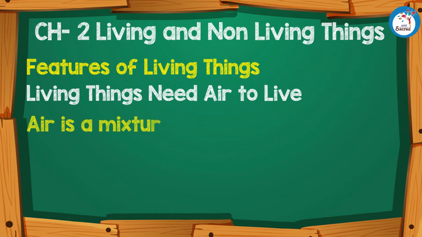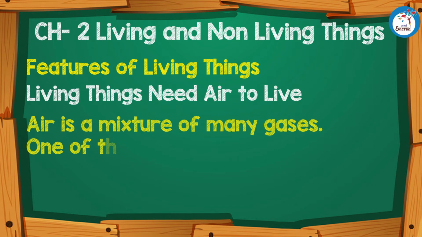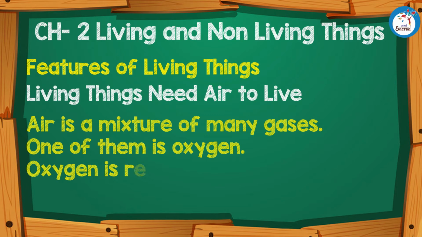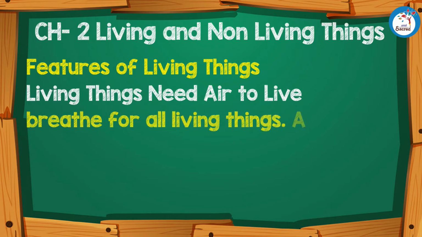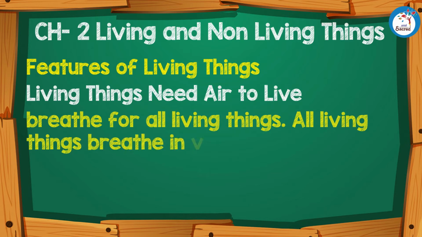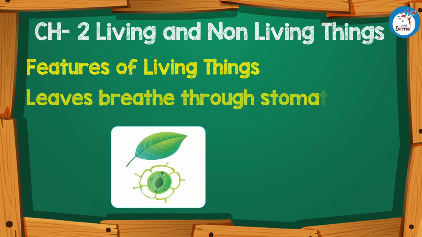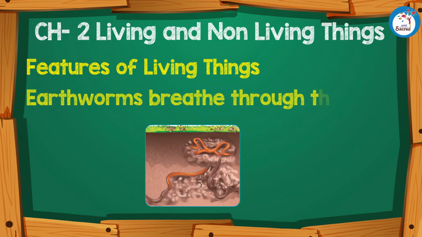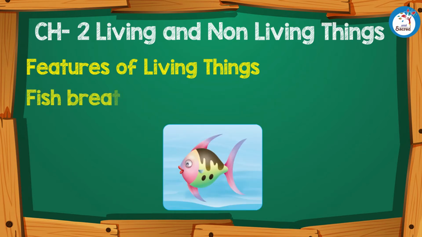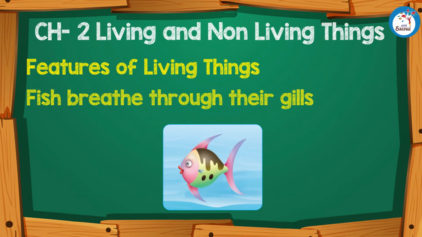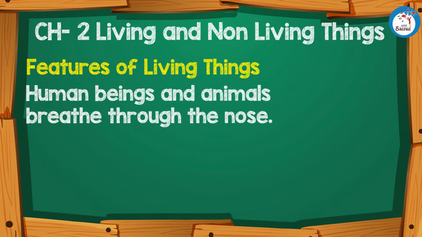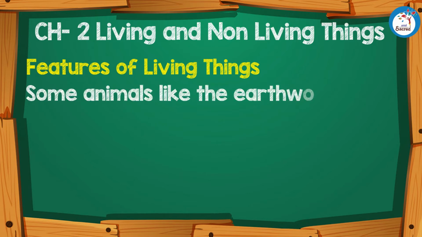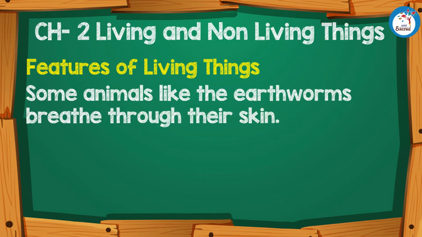Air is a mixture of many gases. One of them is oxygen. Oxygen is required to breathe for all living things. All living things breathe in various ways. Leaves breathe through stomata. Earthworms breathe through their skin. Fish breathe through their gills. Human beings and animals breathe through the nose. Some animals, like the earthworms, breathe through their skin.